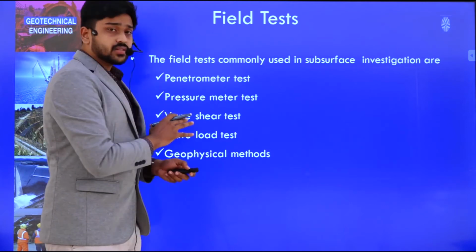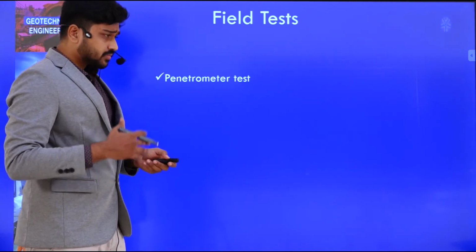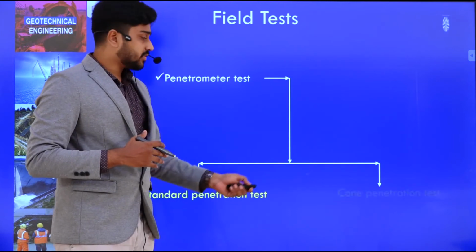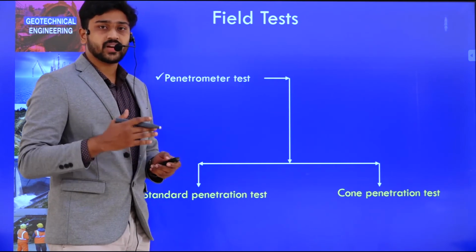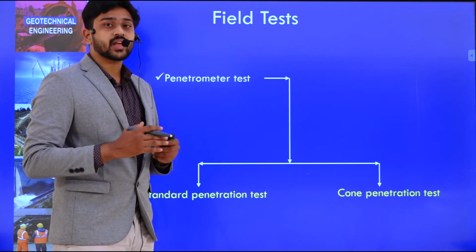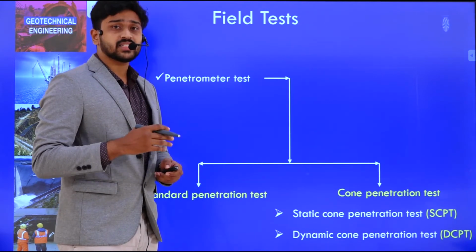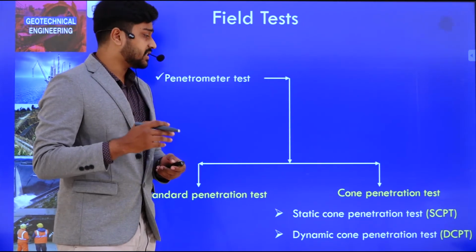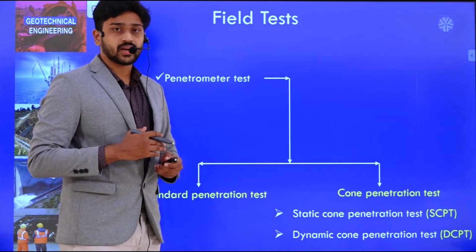Out of all these, the penetrometer test is one of the most commonly used tests, in which we have two different types, that is standard penetration test and cone penetration test. In cone penetration also, there are two different approaches. The first one is the static cone penetration test, which is written as SCPT, and the other one is dynamic cone penetration test, written as DCPT. This is just for our convenience, and it is most commonly used in practice.